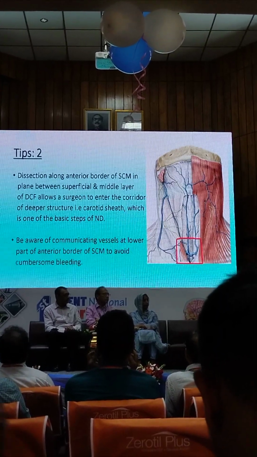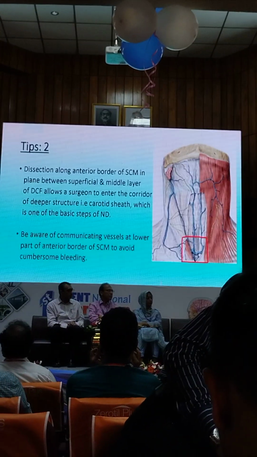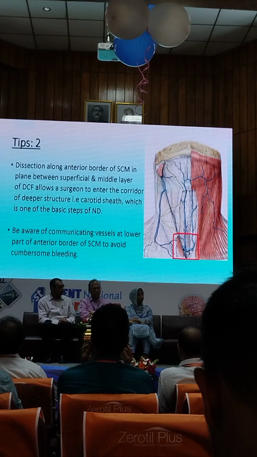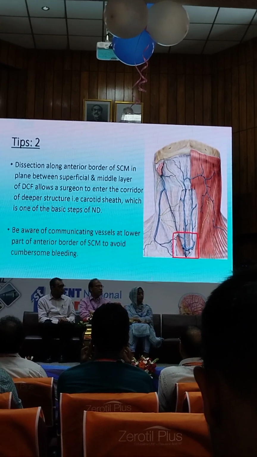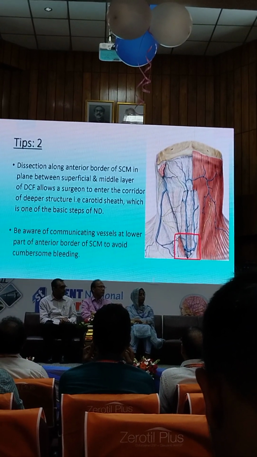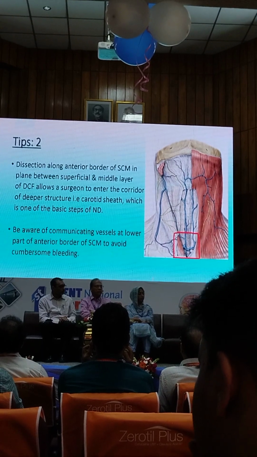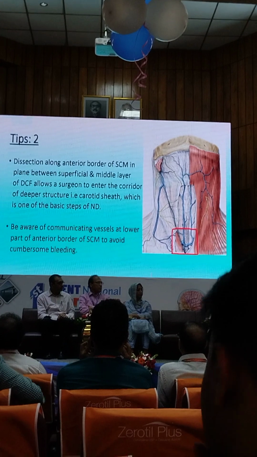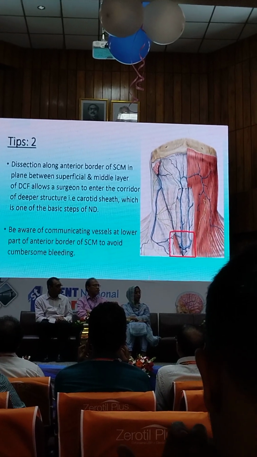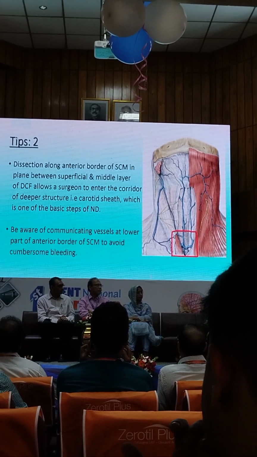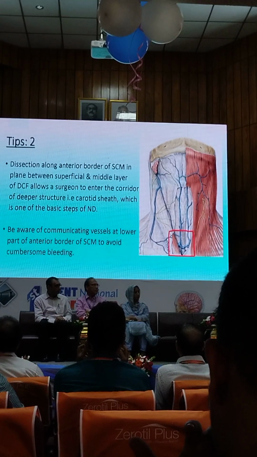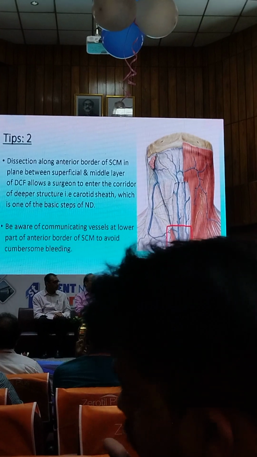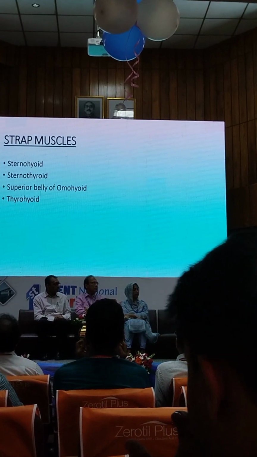Tip 2: dissection along the anterior border of the sternocleidomastoid muscle in the plane between the superficial and middle layers of deep cervical fascia allows the surgeon to enter the corridor of deeper structures like the carotid sheath. And be aware of communicating vessels at the lower part of the anterior border of the sternocleidomastoid muscle, and avoid this area to avoid cumbersome bleeding.